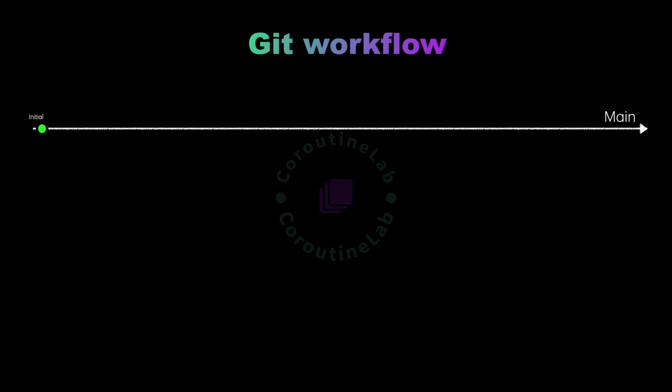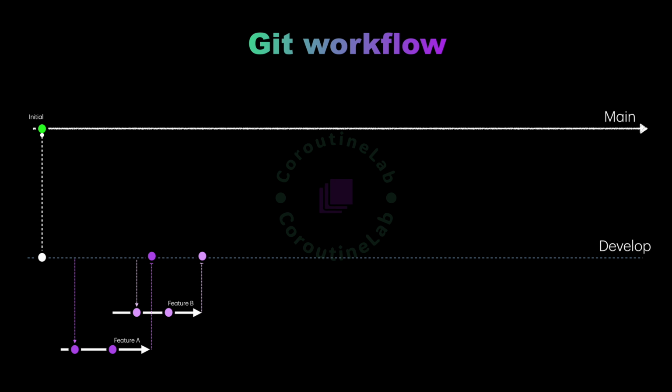In contrast, let's explore the Gitflow branching strategy. The Gitflow workflow involves multiple branches, each with a specific purpose. Main branch reflects the production-ready state of the project. Develop branch acts as the integration branch for ongoing feature development. All feature branches are created from and merged back into the develop branch.